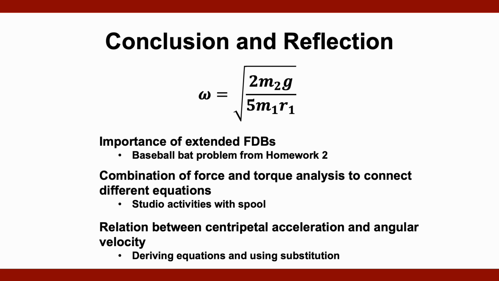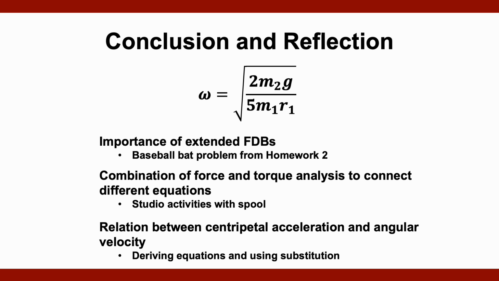The final part of our presentation is our conclusion and reflection. After finishing this problem, we were able to take away several key concepts. The problem highlighted the importance of extended free body diagrams, where forces are positioned in the correct spatial arrangement to each other. This is especially necessary for calculating torque, which is similar to the baseball bat problem in homework 2. In this case, the center of mass had to account for the torque generated on either side of the center point. A larger mass needs a smaller torque arm, and a smaller mass needs a larger torque arm to balance out. Without an extended FBD, this won't be clearly seen.